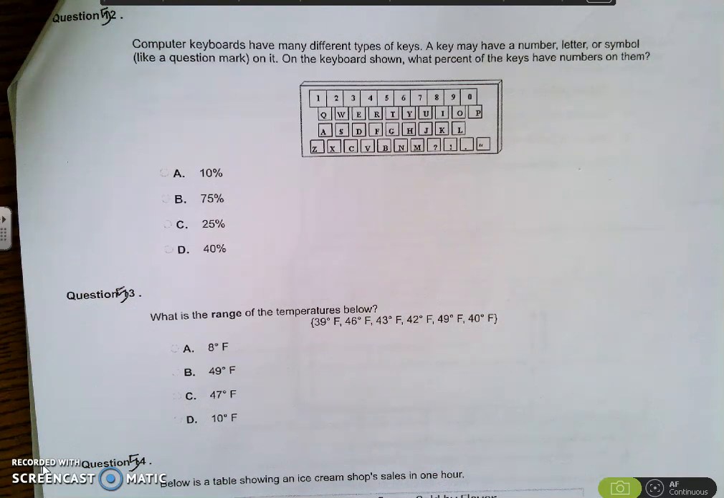Question 53, D. The range is the difference between the smallest and the largest numbers in the set. 49 degrees Fahrenheit is the largest number in the data set, and 39 degrees Fahrenheit is the smallest number in the data set. So the range is 49 degrees Fahrenheit subtract 39 degrees Fahrenheit equals 10 degrees Fahrenheit.